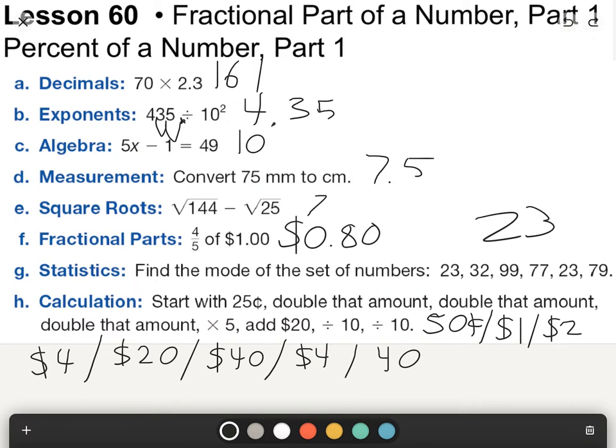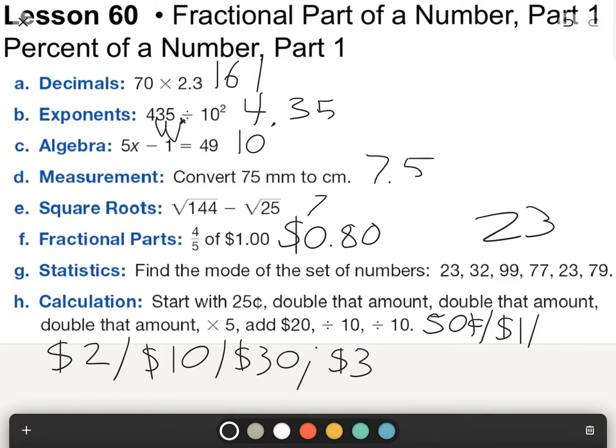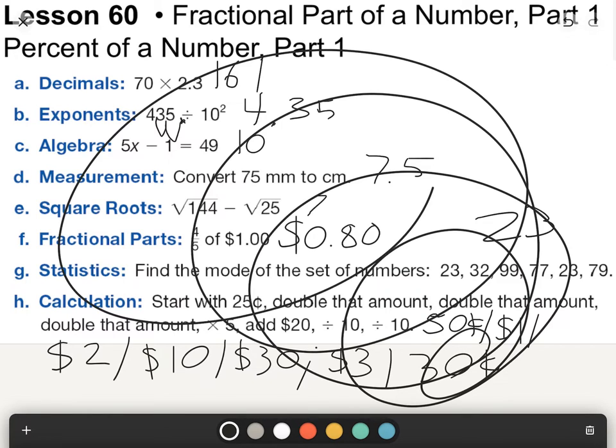Excuse me, Mr. Patrick, I think you doubled it too many times. Oh, did I? Oops. I doubled my doubles. So, three doubles. So 25 cents. Double that amount, $1. Double that amount, $2. Then times 5 would be $10. Then add $20, be $30, divided by 10 be $3. And then divide that by 10, we got 30 cents.